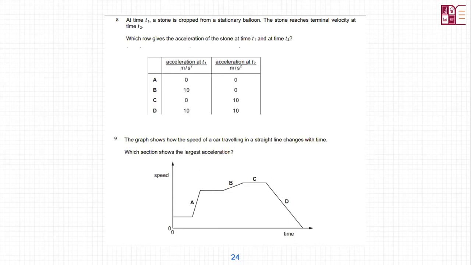Now the graph shows how the speed of a car traveling in a straight line changes with time. Which section shows the largest acceleration? As we have learned, the steeper the gradient, the greater the acceleration. We're going to look at the graph and see where the gradient is the highest. Where is the graph the steepest? And as we can see that at point A, the graph is the steepest. So here is where the acceleration would be the largest. So A is the correct answer.